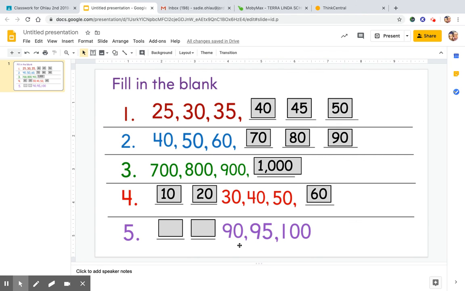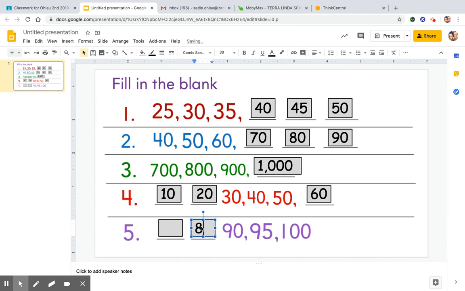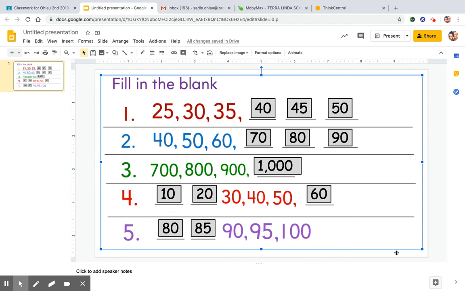So don't be scared when you see that you have to skip count backwards because I know you can do it. And on our last one, we have 90, 95, 100. And we are skip counting by fives because 90 plus 5 is 95 and 95 plus 5 is 100. So now we have to skip count backwards. What is 90 take away 5? If we take away 5 from 90, we're back in the 80s at 85. And if we take away 5 from 85, we are skip counting all the way back to 80.